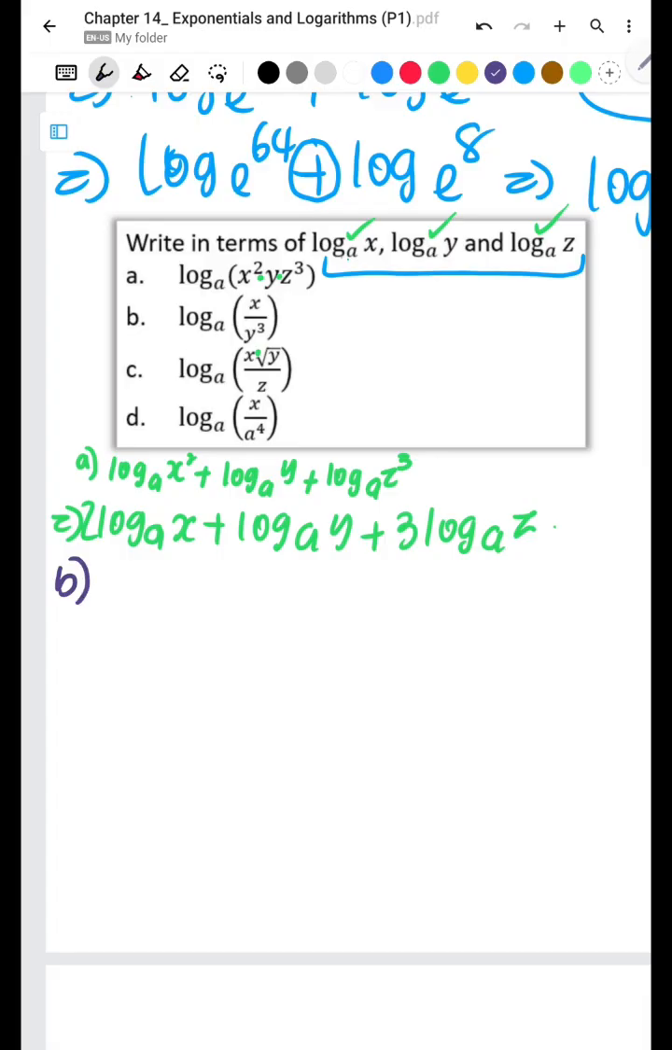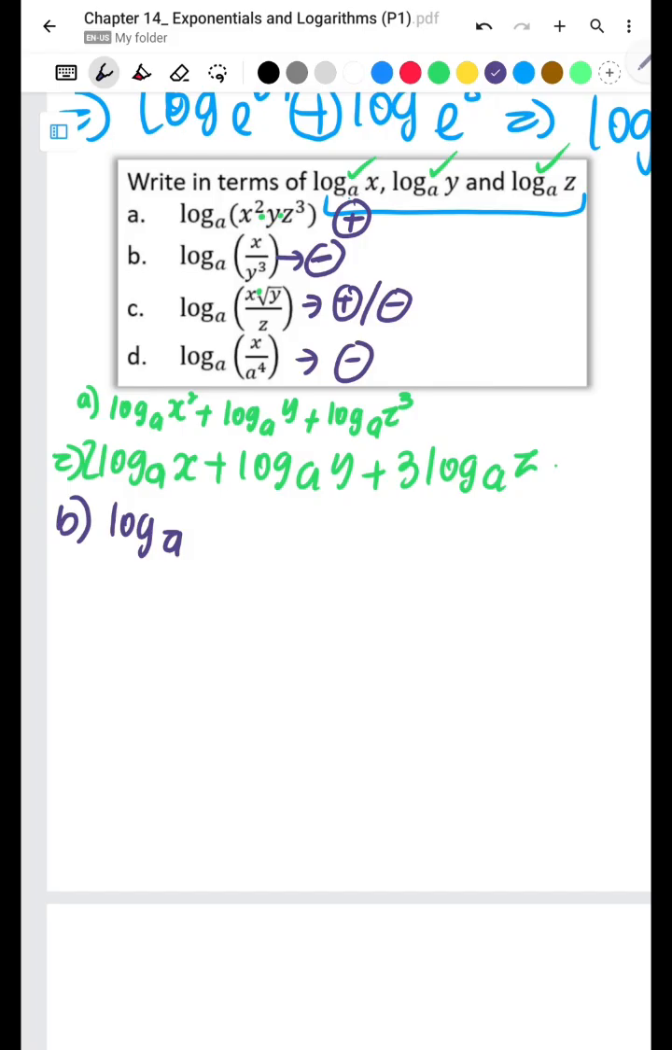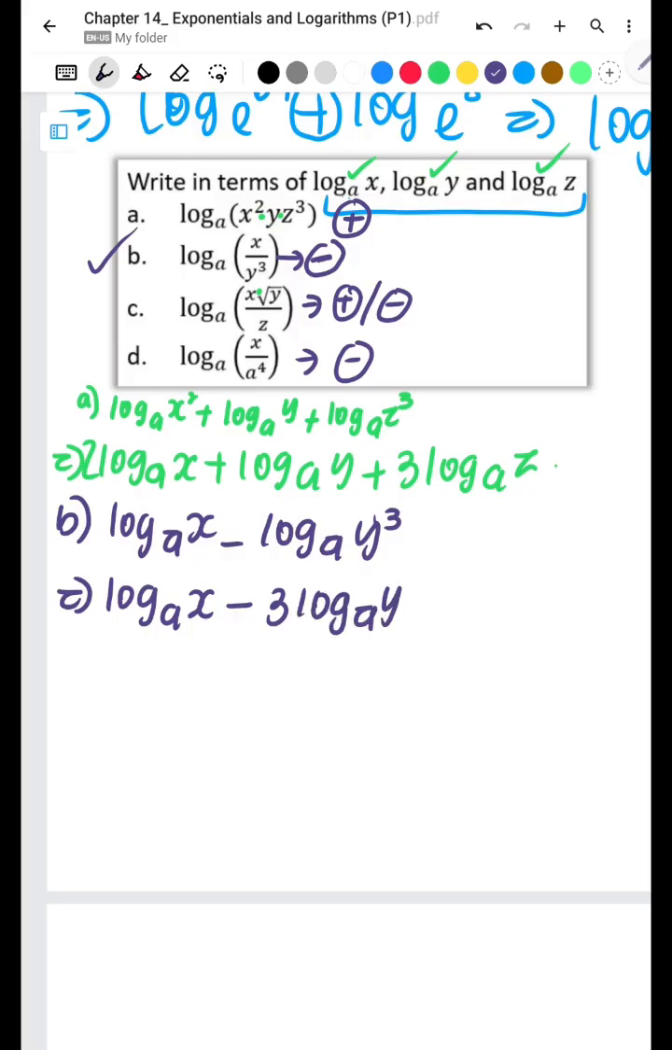So for my b part, log base a of x divided by y cubed. I know this means I am subtracting. Here I am doing just division, so subtraction. So log base a of x minus log base a of y cubed, which is the same thing as log base a of x minus, by the law of logarithms, this 3 multiplies the whole logarithm function, and this is my answer in terms of log base a of y and log base a of x.